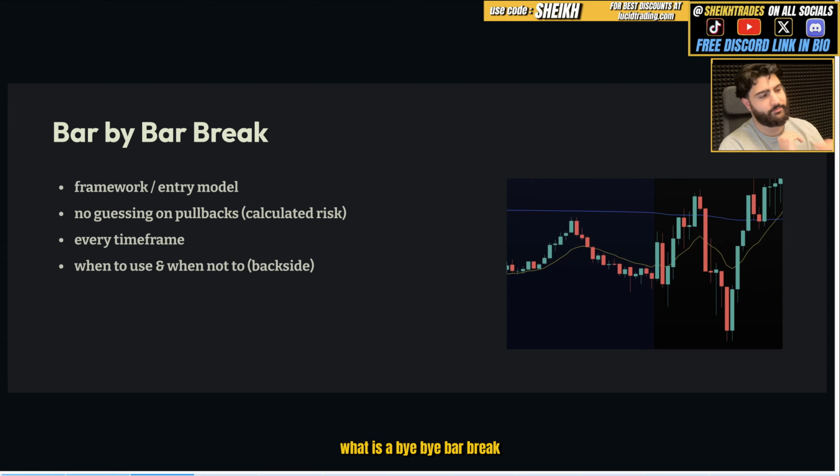What is a bar by bar break? So if you look at this right here, simply every time a high or low of a candle is broken, that's a bar by bar break, as the name states.